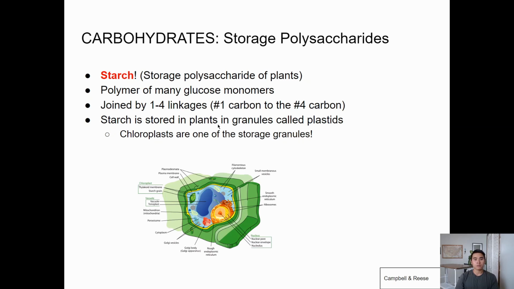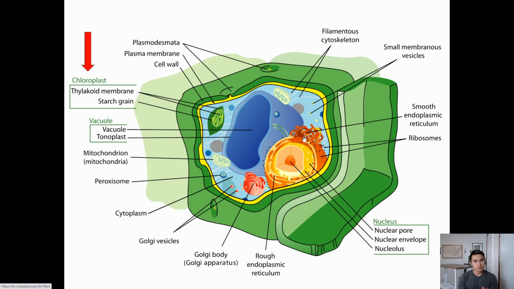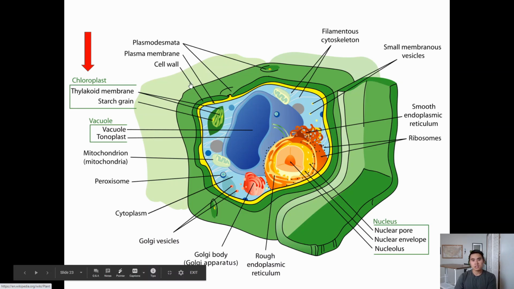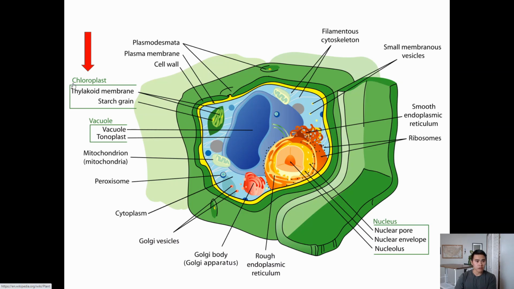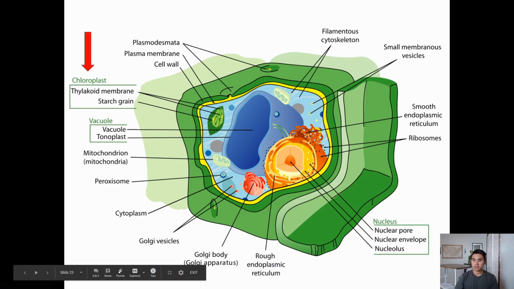And starch is stored in plants in granules called plastids. So chloroplast is actually one of those storage granules. On this slide, it kind of zooms into it. You can see that you have different things like the cell wall, and if you dig deeper, you have the chloroplast right here. Inside the chloroplast, you have thylakoid membranes, and inside that, you have starch grains. So starch is stored inside things like the chloroplast, and chloroplasts are key because they allow for capturing the energy of the sun.